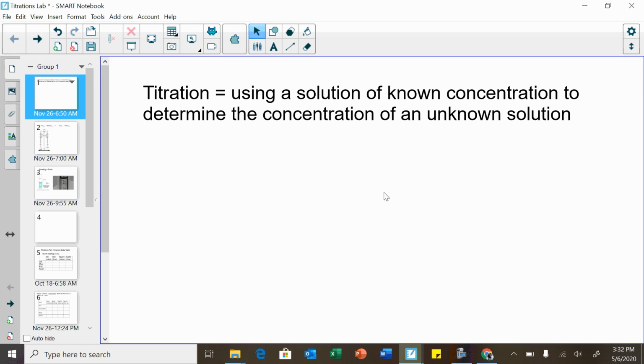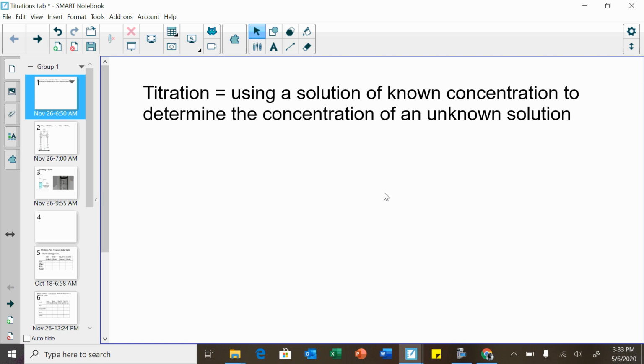So the term I keep using is titration. So let's talk about what it is. A titration, you guys, is using a solution, an aqueous solution, whose concentration we know, in order to determine the concentration of an unknown solution.